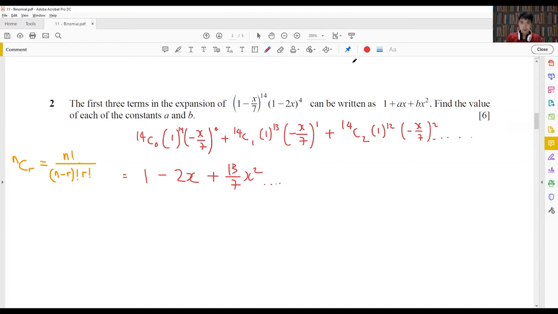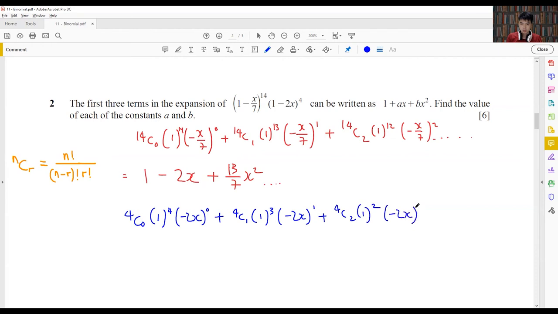Now, the next one here, expand the other bracket. Expanding this other bracket here, we would have gotten 4c0, bracket 1 to the power of 4, negative 2x to the power of 0, plus 4c1, 1 to the power of 3, negative 2x to the power of 1, plus 4c2, 1 to the power of 2, negative 2x to the power of 2, and everything else after that is irrelevant.